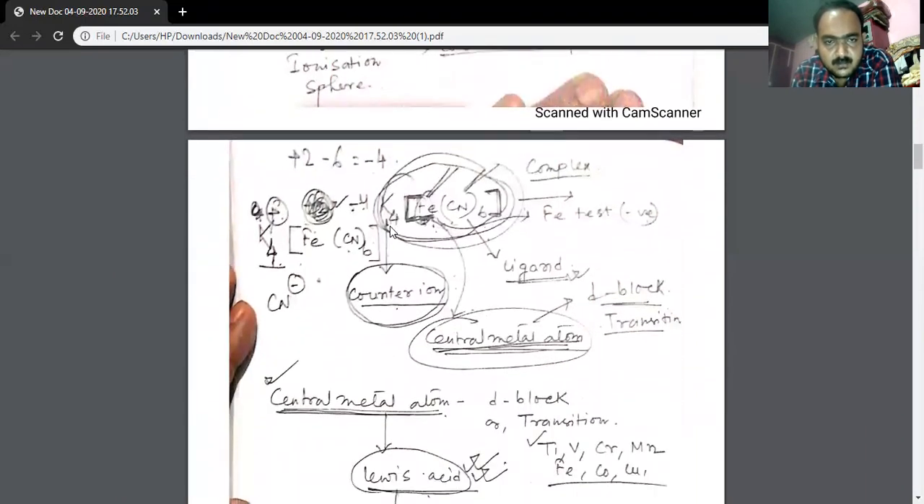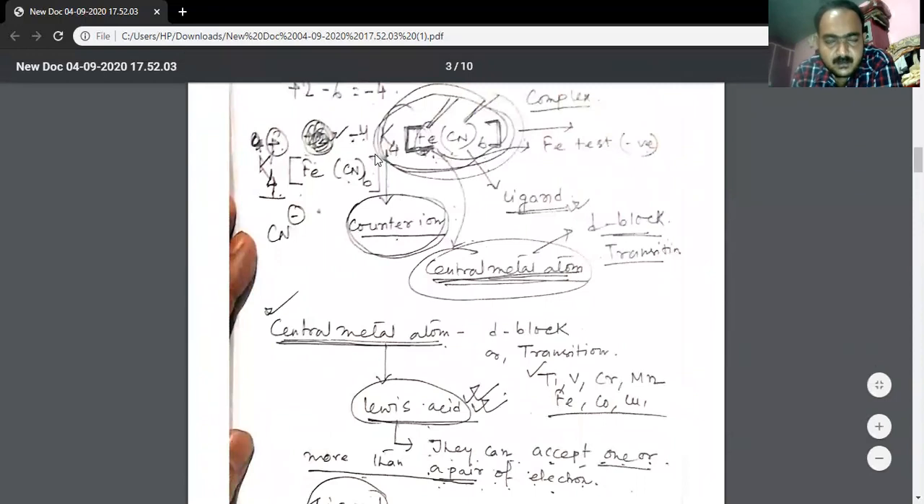Now see, a complex compound has three parts generally. One is the counter ion, that is the ionization sphere. Another is the central metal atom, and the rest of the part is known as the ligands. So potassium is known as the counter ion, iron is known as the central metal atom, and cyanide is called the ligand.